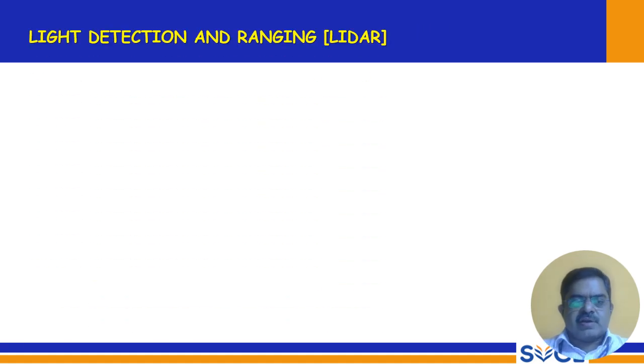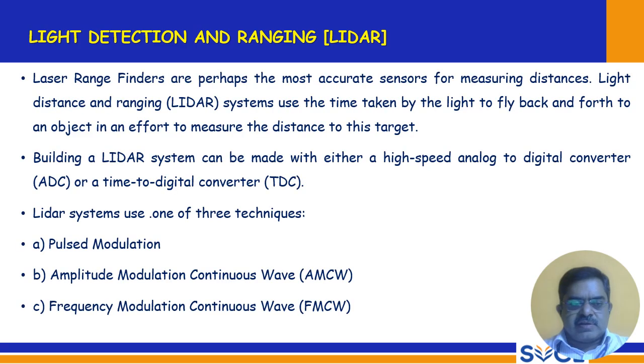So Lidar, the full expansion of Lidar is light detection and ranging. It is also a type of range sensor. Lidar laser range finders are perhaps the most accurate sensors for measuring distances. Light detection and ranging systems use the time taken by the light to fly back and forth to an object in an effort to measure the distance of this target. So you have a target, we are sending light and retrieving it back, and the light travel time is taken into account to measure the range.